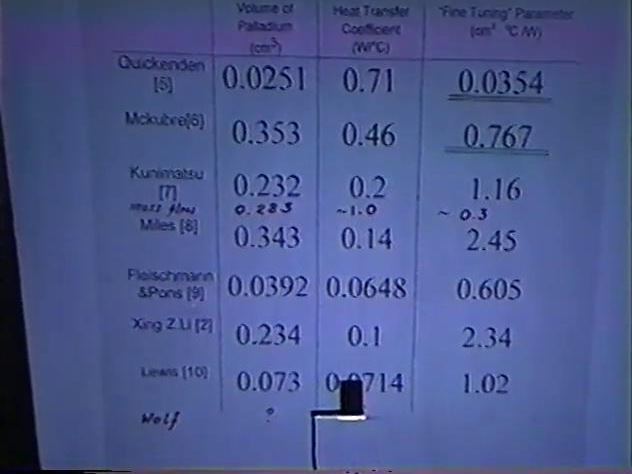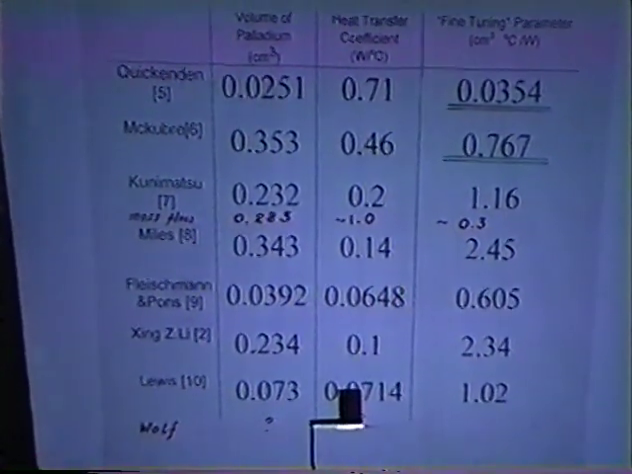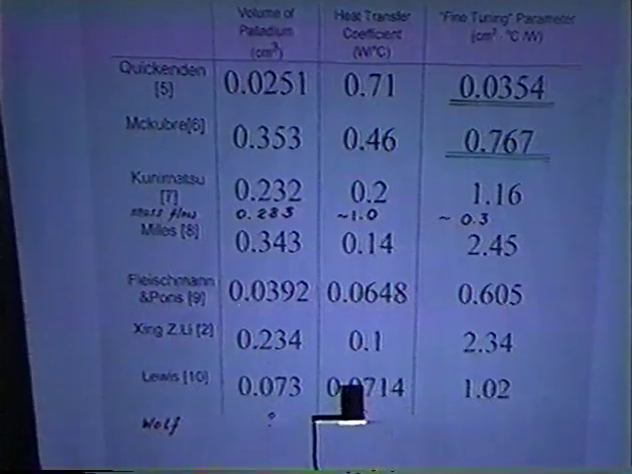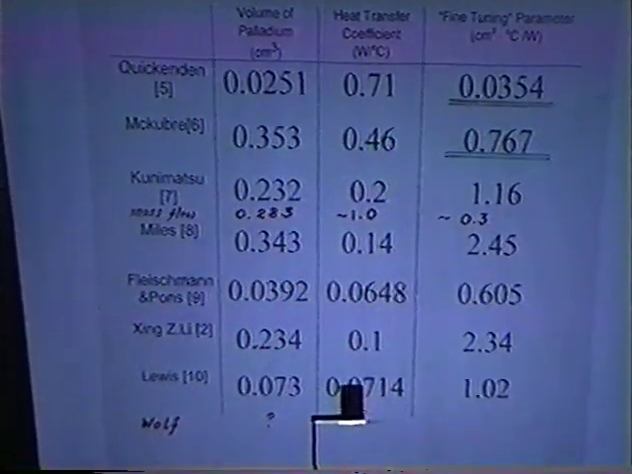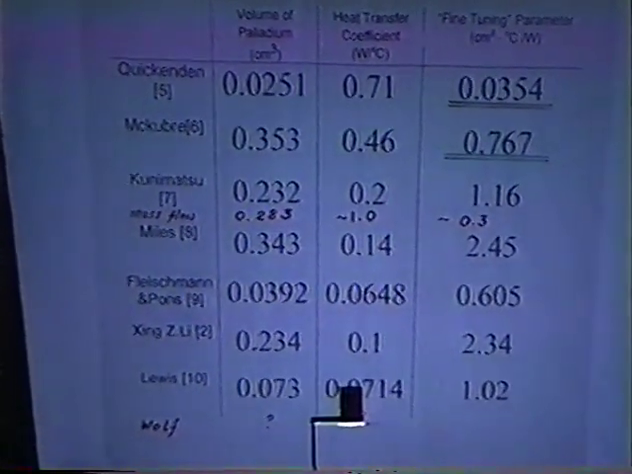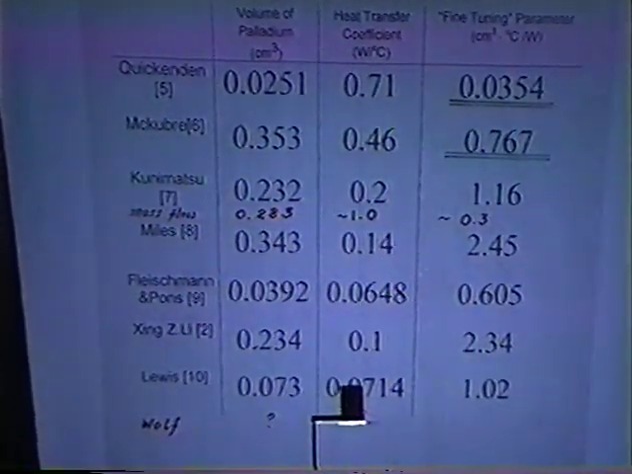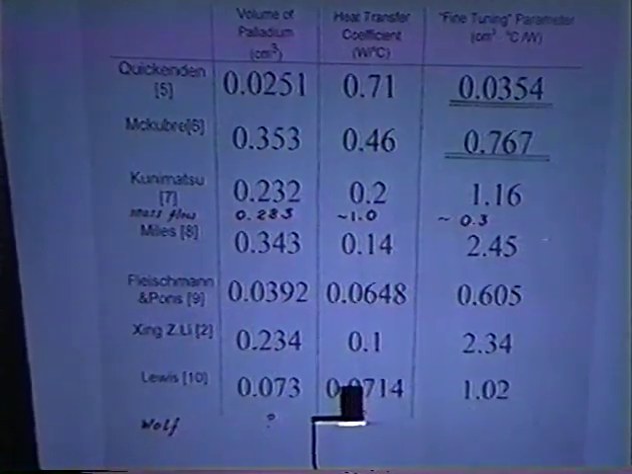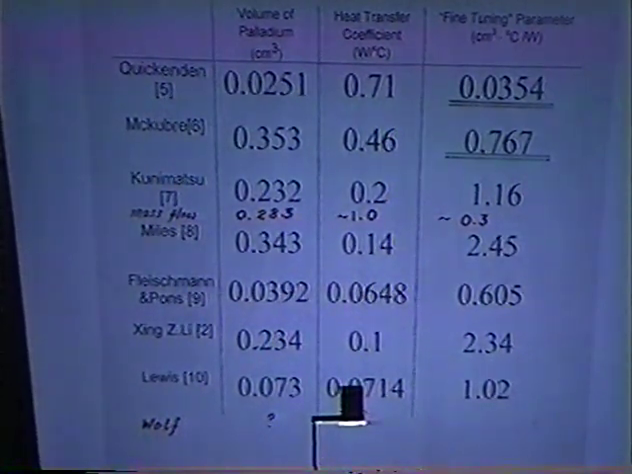Professor Fleischmann and Pons did a very good experiment. Their volume is small, but their calorimeter is made of quartz. So their heat transfer is dominated by heat radiation. So this number is small. So his number is very close to Dr.